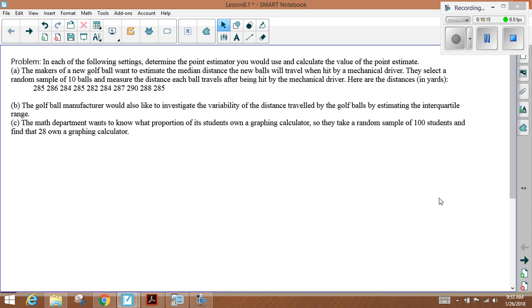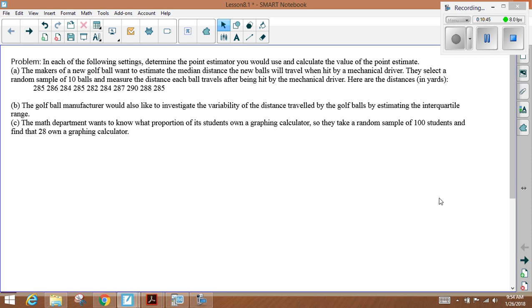All right, let's check it out. In each of the following settings, we're going to determine the point estimator we would use and calculate the value of the point estimate. So the makers of a new golf ball want to estimate the median distance the new balls will travel when hit by a mechanical driver. They're going to select a random sample of 10 balls and measure the distance each ball travels after being hit by a mechanical driver. So here are our distances in yards.